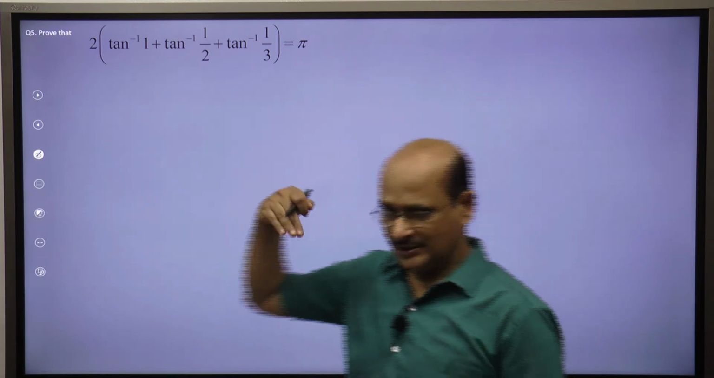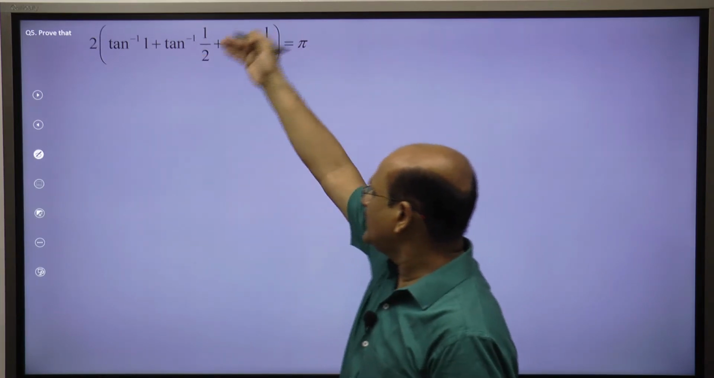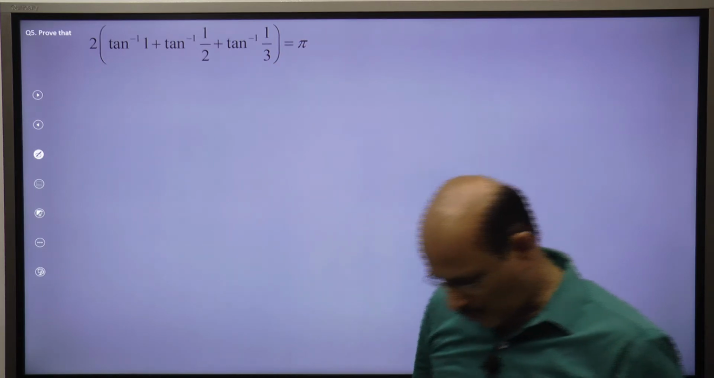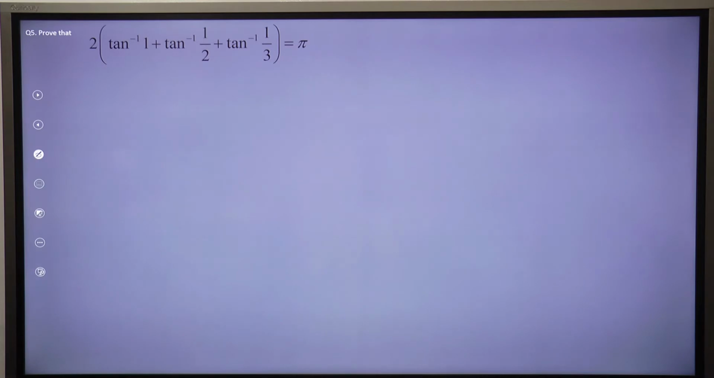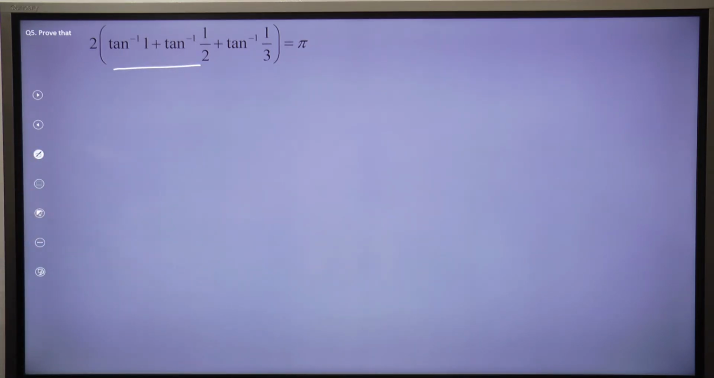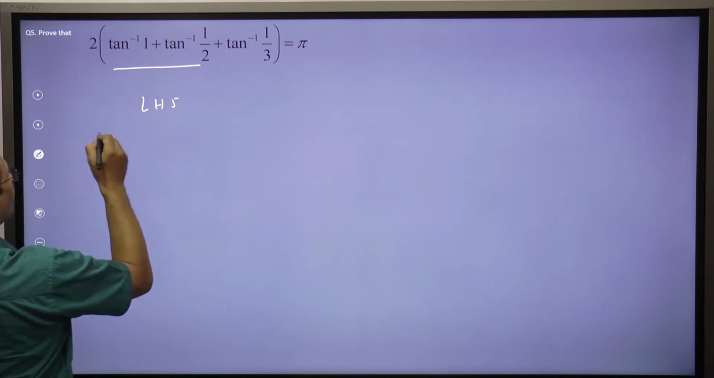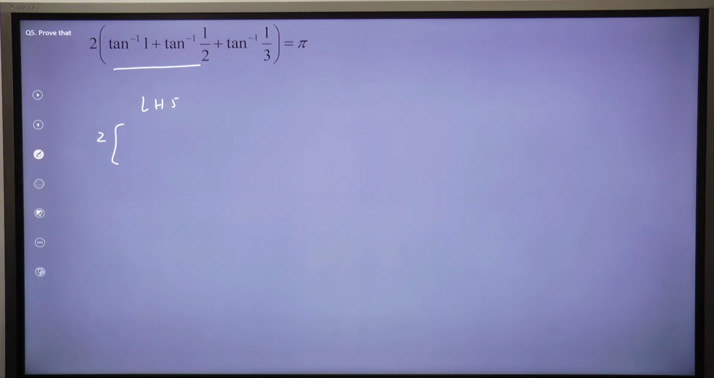Instead of a single inverse ratio or a pair of inverse ratios, you have tan inverse 1, tan inverse half, and tan inverse 1 by 3. So there is no pattern there. So what I suggest is, at a time you can convert or understand only one pair. I am talking about LHS now. So let me apply the formula and see what comes out. This 2 you can keep up, or take it down also, there is no issue at all. So 2 as it is.